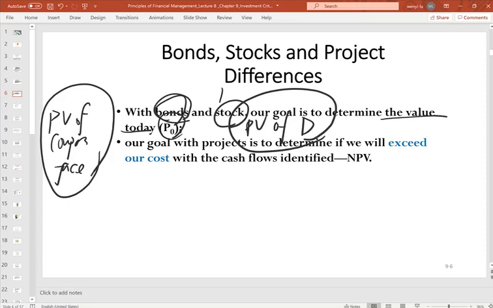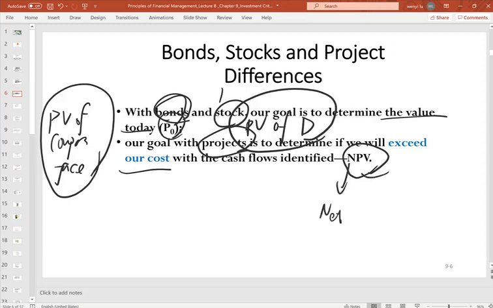Similarly, our goal for these chapters is to determine the present value of the projects' future cash flows. Then we will compare it with our cost at the beginning to determine whether we will take these projects or not. So what do we call this one? Net present value. N means the net.